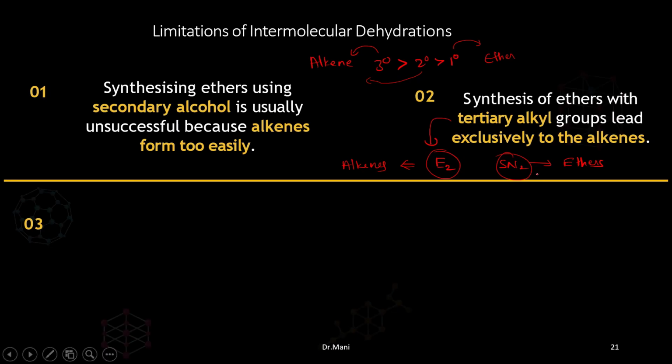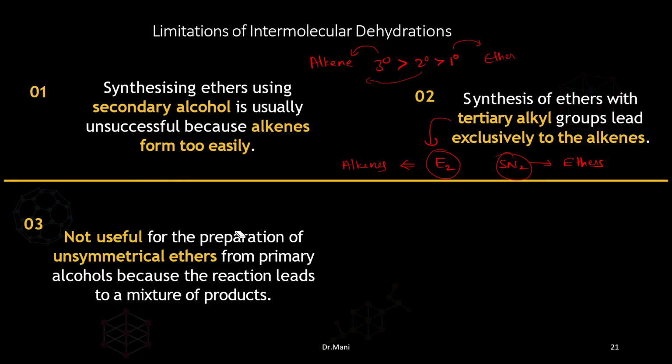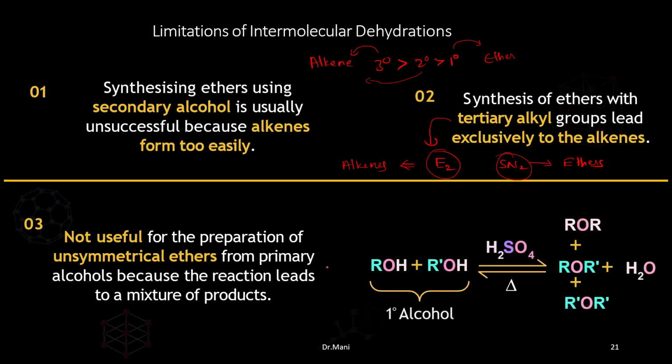And the third one is not useful for the preparation of unsymmetrical ethers from primary alcohol because the reaction leads to a mixture of products. You can see here, this is R and this is R dash. That means both are not the same; they are different R groups. For suppose you take ethanol and propanol. In that condition, you will get a mixture of products. So this is also not a correct process. Unsymmetrical ethers are not useful, so you should use only symmetric primary alcohols.